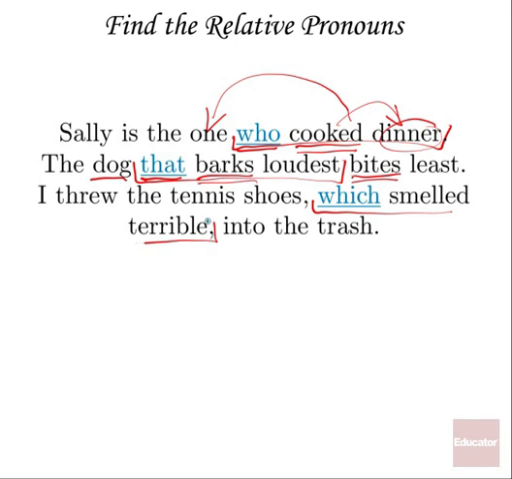And finally, I threw the tennis shoes, which smelled terrible, into the trash. Once again, a subordinate clause relies on the rest of the sentence, but within that clause you have a subject and a verb, which and smelled.